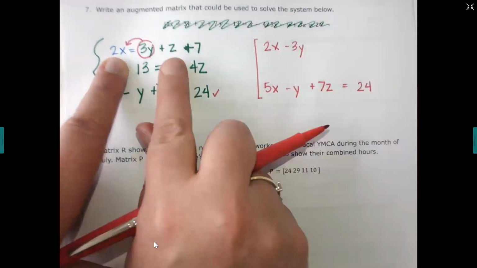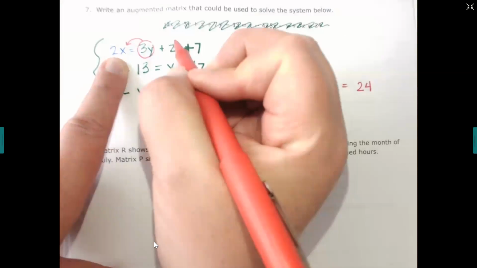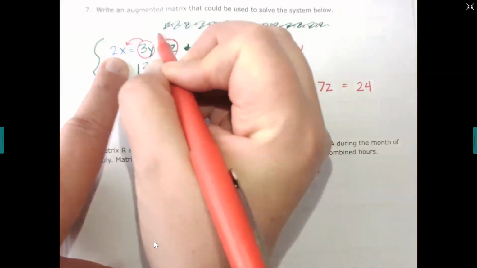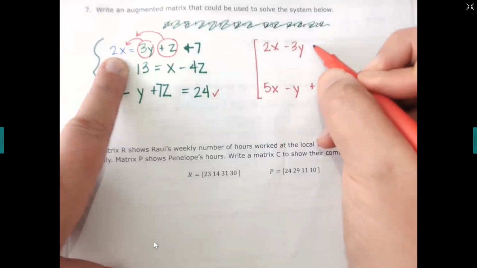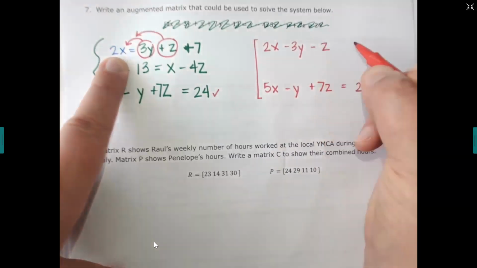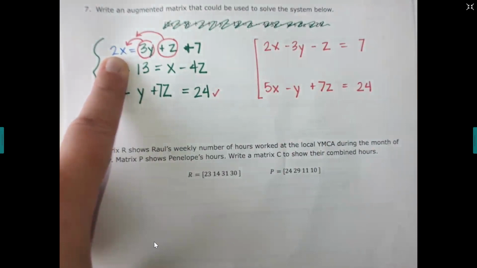Okay, and then look at your z. It's way over here, but it's supposed to be on the other side. And as soon as the plus z crosses over, what does it turn into? A minus or a negative z equals 7. So as you fix it, if you shift something forward or backwards, you have to switch the sign.